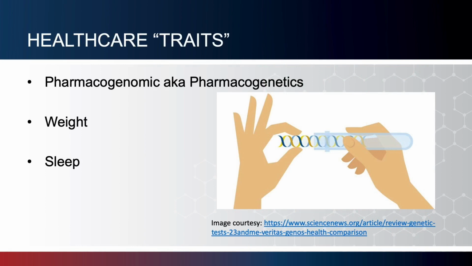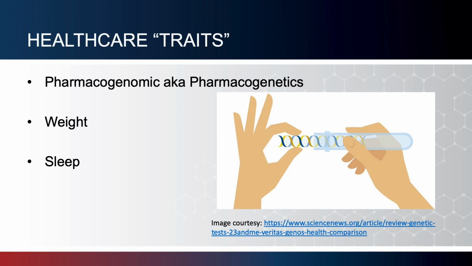There are healthcare traits. So these are traits coded into your DNA that can be helpful in healthcare or in lifestyle management. This can include things like pharmacogenetics or pharmacogenomics, looking at genes and how they interact with different medications to help try to tailor your medications. It can also include things like weight. We know a fair amount of our weight is actually determined on a genetic level.